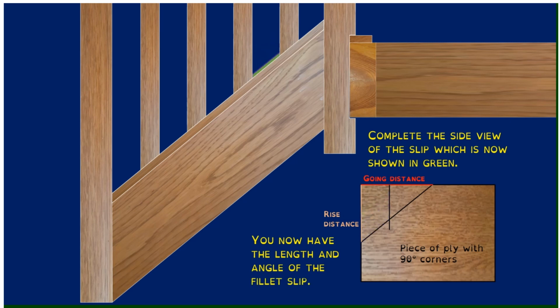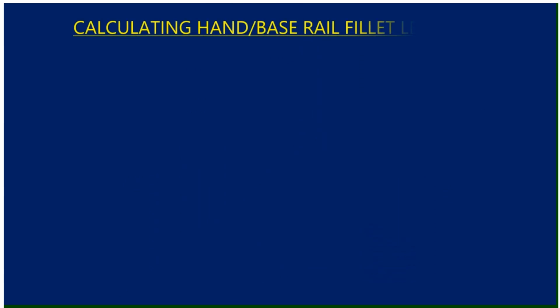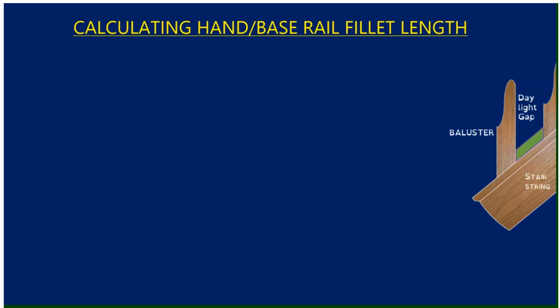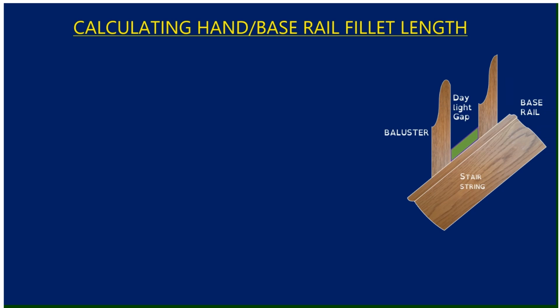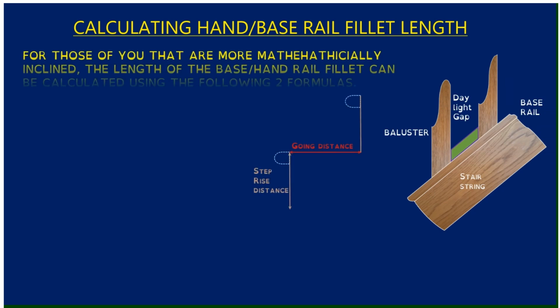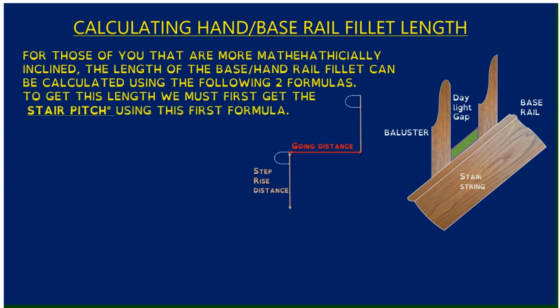That's dropping into place up there on top. So that was the approach using the piece of plywood. For those that are more mathematically inclined, I suppose we can quickly calculate the length of those fillets using another approach. So here it involves 2 formulas. So basically, you'll have to find the pitch of the stairs first using this formula.